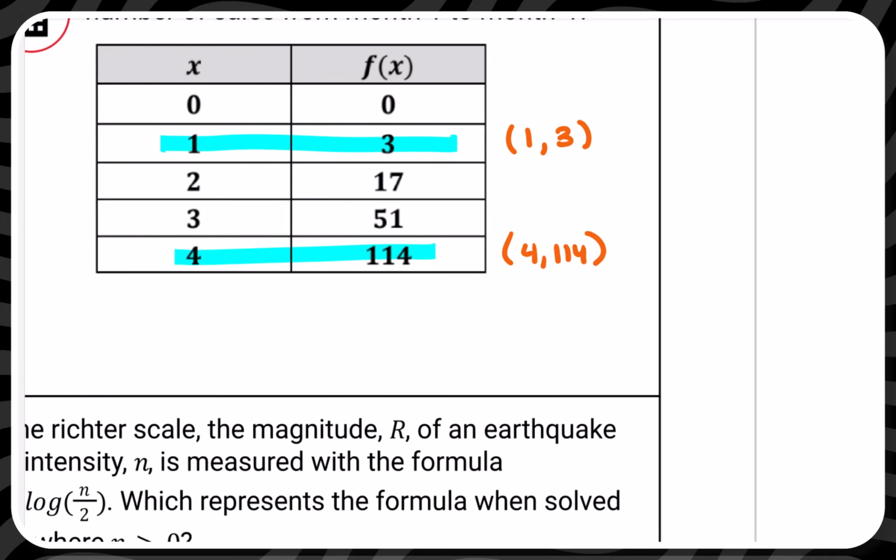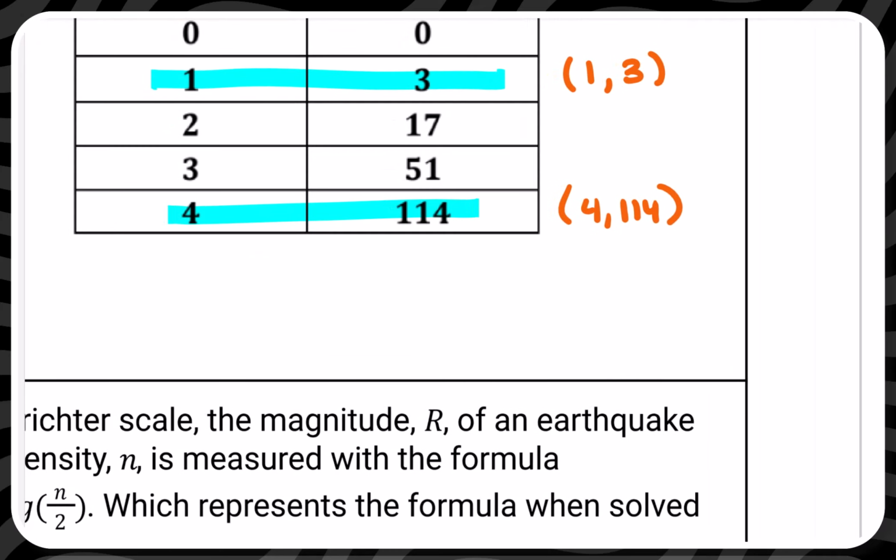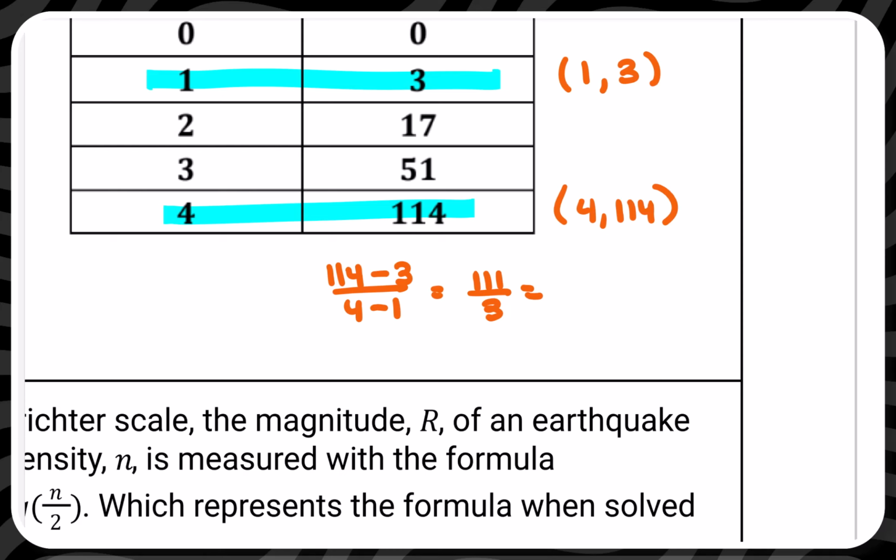If it's a table, it's very easy. Just write down the coordinates. Look on your formula sheet for the slope formula and go ahead and plug it in. It'll be the y's minus the x value. So that gives you 111 over 3, which is going to simplify to 37.